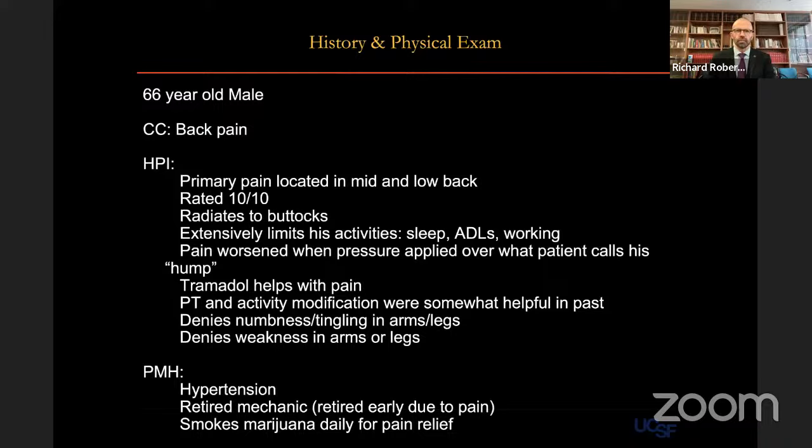This is a 66-year-old gentleman who presented to our clinic with back pain.